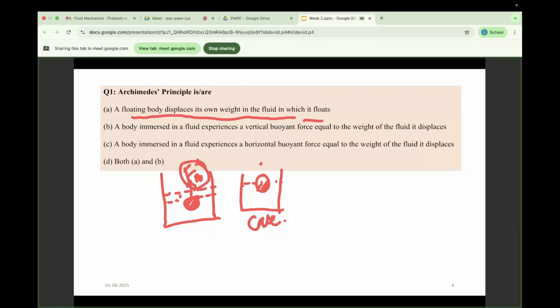As I have said, this buoyant force is because of this displacement, because of the weight of the fluid it displaces. And what is its direction? Its direction is vertically upward. But the third option says that it is horizontal. So this option is wrong. So basically A and B are correct. So that's why the answer is option D. Okay, so we are moving to the next question.